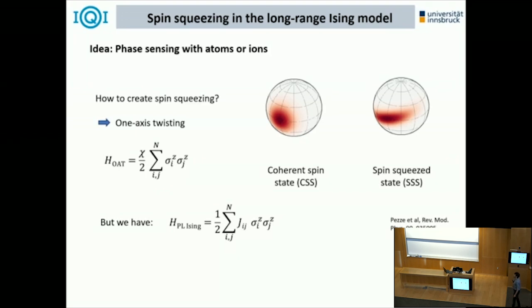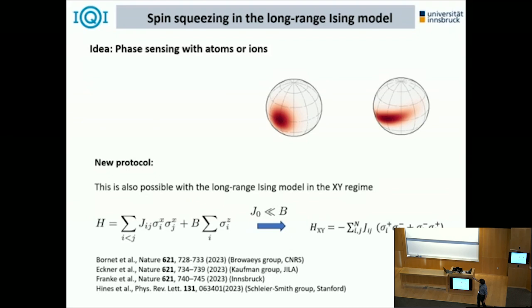But it has been shown by our theorists from Boulder that if you work in this XY regime, then you can recover this, because the power law Hamiltonian would not preserve the magnetization, but in this XY regime you preserve the magnetization, and this stabilizes the creation of these spin squeezed states. There are some recent experiments in this direction from our linear chain, also from Adam Kaufman, Antoine Browaeys, Monika Schleier-Smith in Stanford, who used this protocol or similar protocols to see spin squeezing. We thought this is a good starting point.